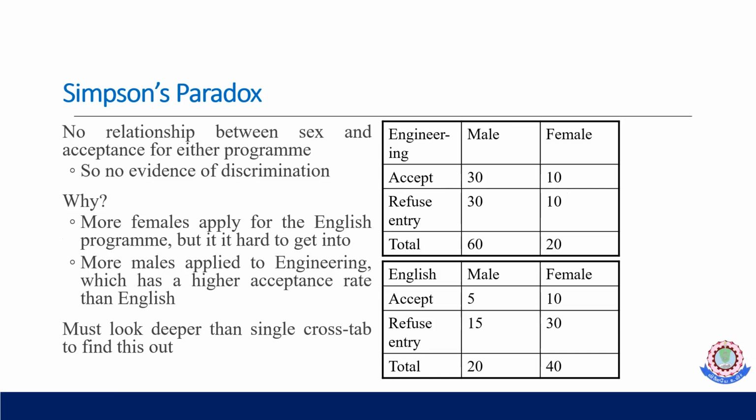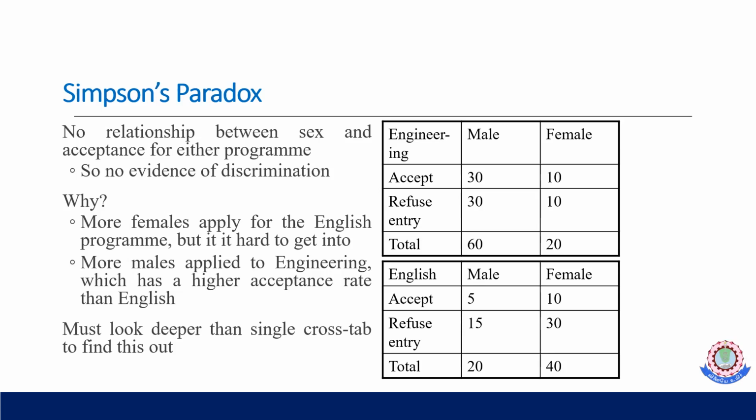Total, you are having 60 and 20. In English, you are having the acceptance level. In the English program, the acceptance level is 5 for male and 10 for female. For refused entry, you are having 15 for male and 30 for female. For total, you are having 20 for male and 40 for female.